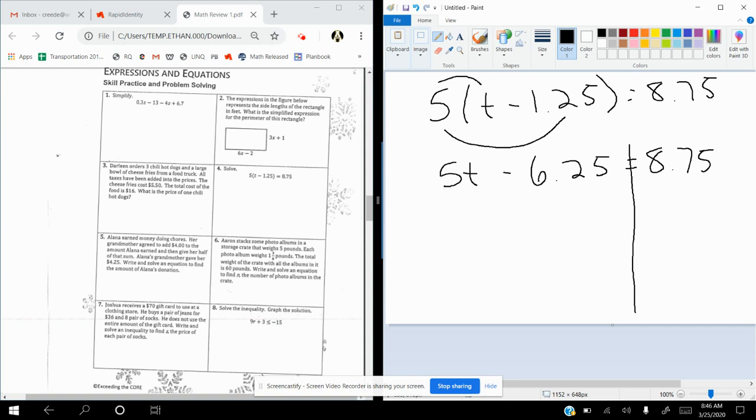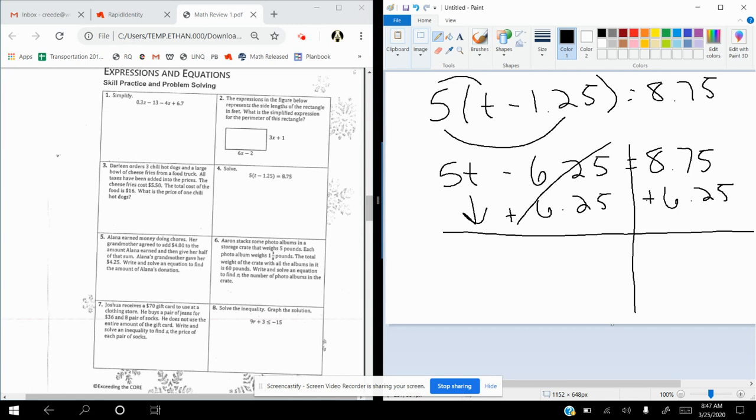Since we got to get rid of this constant, minus 6.25, we got to do the opposite. So we're going to add 6.25 to both sides of the equation. Negative 6.25 plus 6.25 becomes 0. So we're going to mark that out so we don't waste any space here. And we're bringing down 5t is going to be equal to 8.75 plus 6.25. That is going to be 15.